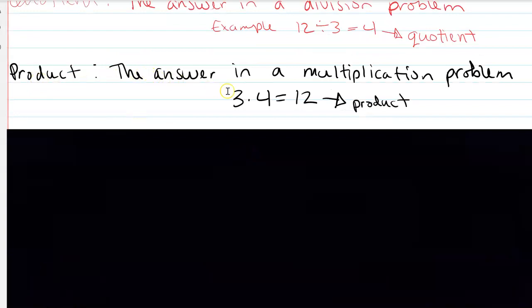Product, the answer in a multiplication problem. I might ask, what is the product of 3 times 4? You're going to tell me the product is 12. So if you want to know what operation is being used, sometimes they'll say product. If they say product, you know the operation is multiplication.